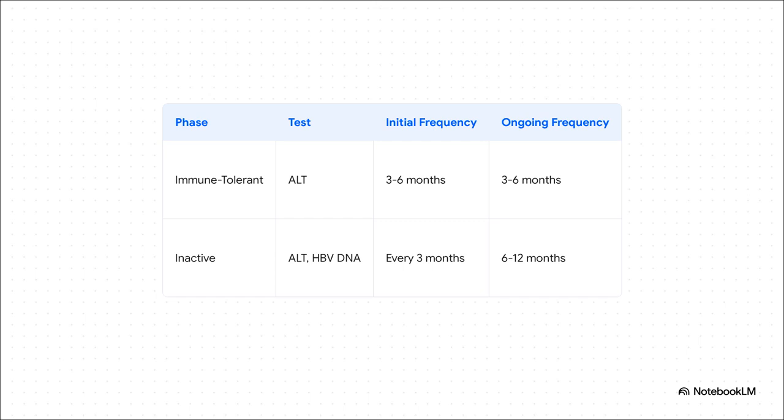For our immune-tolerant patients, we're checking their ALT every 3 to 6 months, just waiting for the first sign that the immune system is starting to fight back. For our inactive carriers, we do the same thing, plus we keep an eye on the viral load to make sure it stays low. This is active, proactive care, not just waiting around.